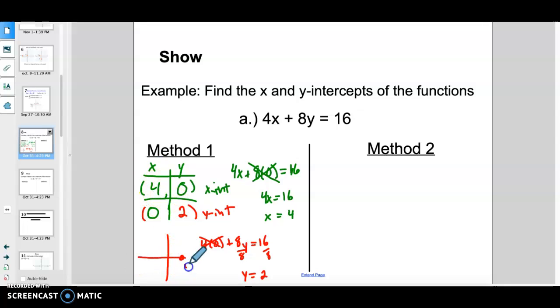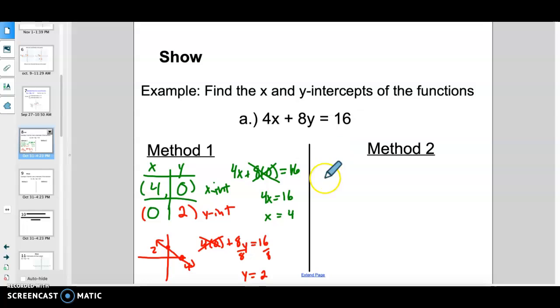If I did a rough sketch of that graph, my x-intercept is 4, so I'd go out to 4 on the x-axis. My y-intercept is 2, so you'd go up to 2. And then you would draw a line connecting those. This is a really nice way to graph where you don't have to worry about slope. You just get 2 points for your intercepts and connect them with a line.